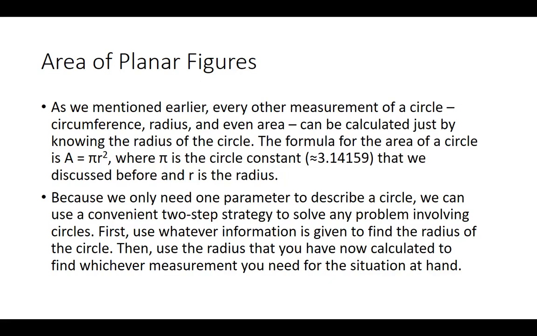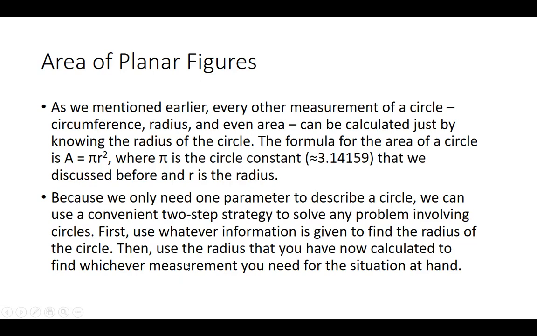As we mentioned earlier, every other measurement of a circle, circumference, radius, and even area, can be calculated just by knowing the radius of the circle. The formula for the area of a circle is A equals pi times r squared, where pi is the circle constant, approximately 3.14159 that we discussed before, and r is the radius.